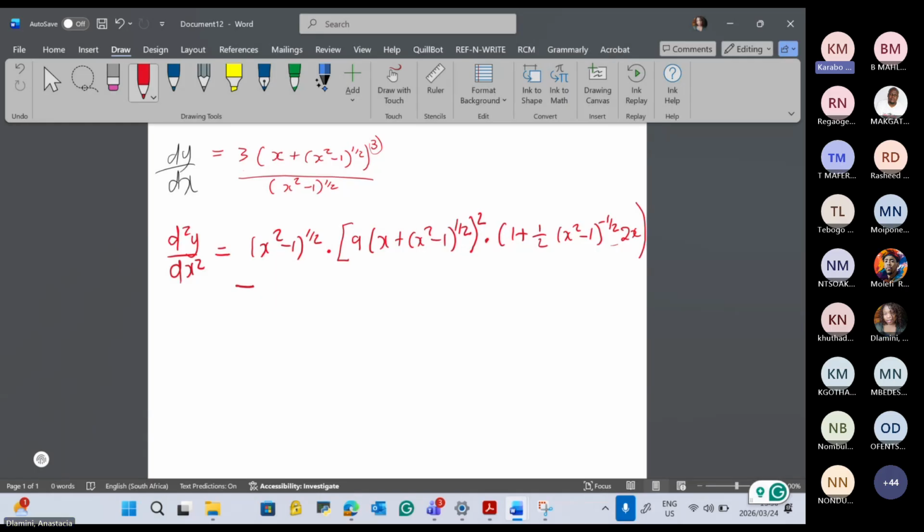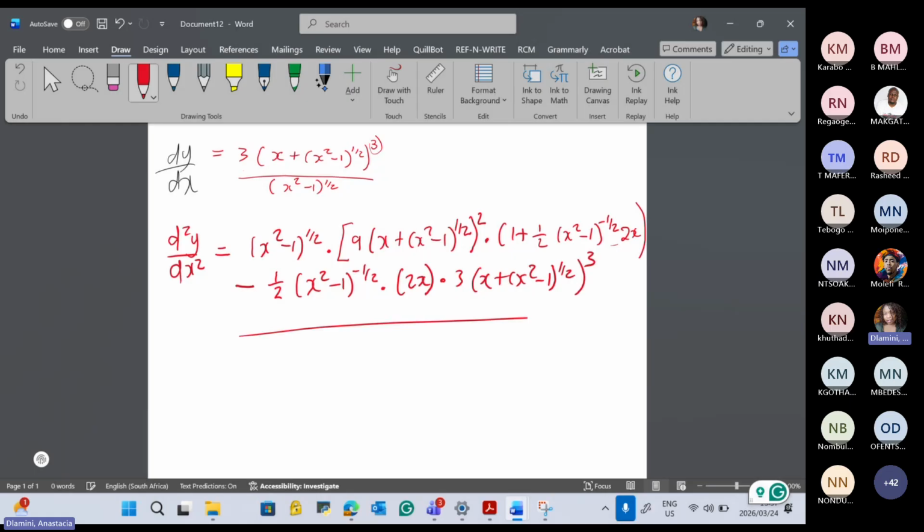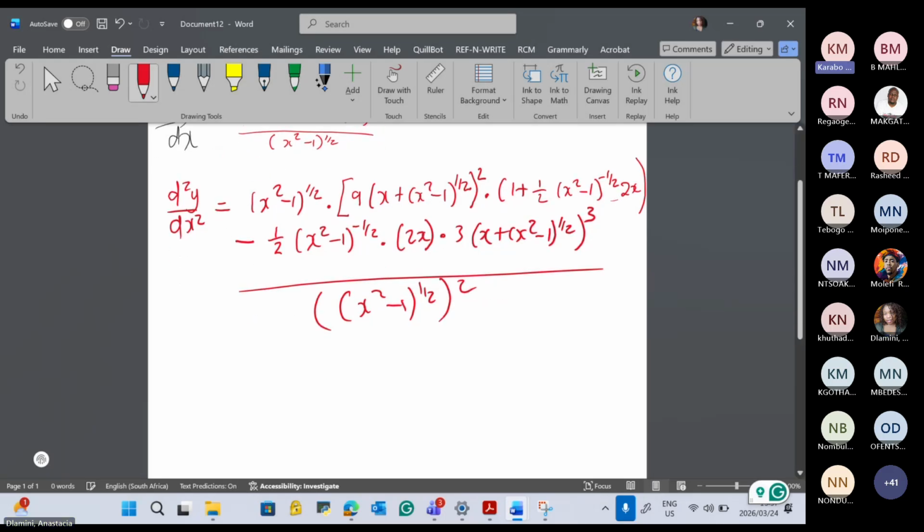Minus 1 over 2 x squared minus 1 to the power of negative 1 over 2 times 2x times 3x plus x squared minus 1 to the power of 1 over 2, to the power of 3, over x squared minus 1 to the power of 1 over 2, to the power of 2. This is why I don't like quotient rule. We have no choice but to do it.